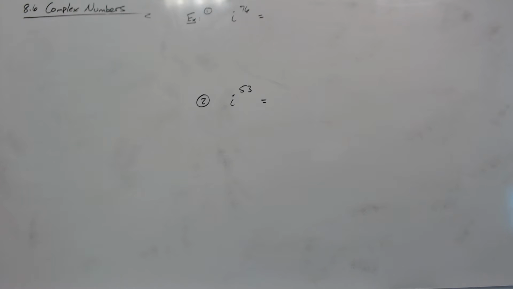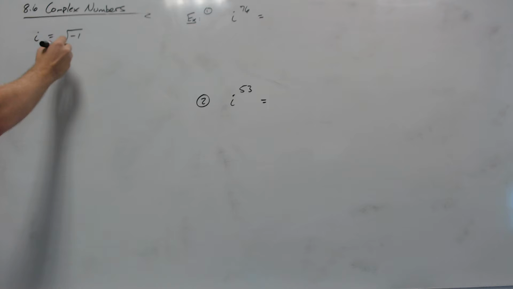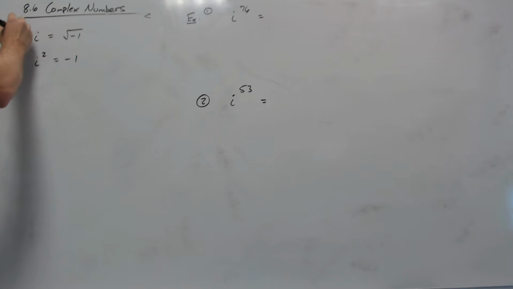Almost to the end of 8.6, a couple other small pieces to deal with. We saw that by definition, i is the square root of -1. That was our first fact. And we said if we squared both sides of this equation, we would end up with -1 is equal to i squared. And these were kind of our two major facts of the section.